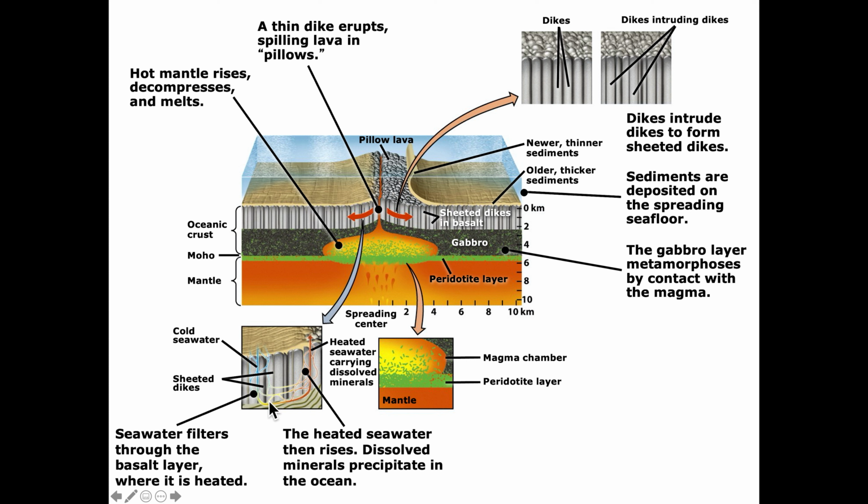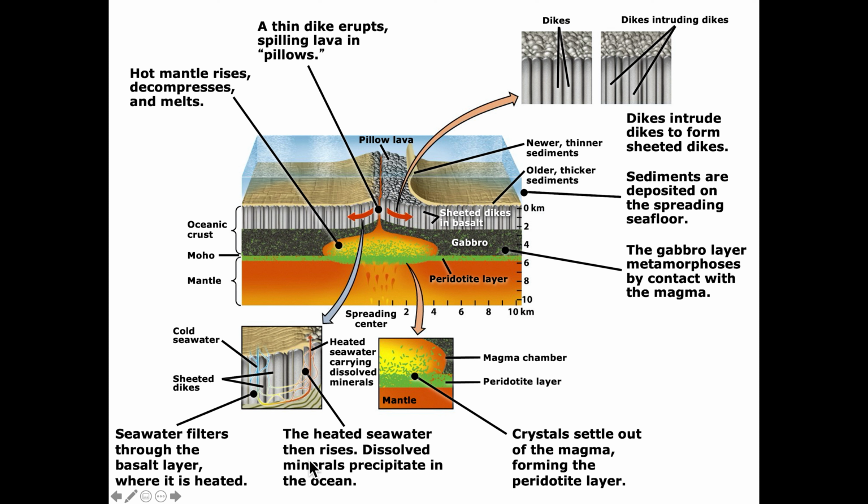These sheeted dikes now provide a conduit for water, and this water, as it travels through the sheeted dikes, starts out cold. It's going to get heated up, and as it travels through these sheeted dikes, it picks up more and more ions, cations and anions. Eventually it's going to rise to the surface of the crust and blast out into the deep water where it's cold. It's going to go from 400 degrees or so centigrade to 2 degrees in literally seconds.